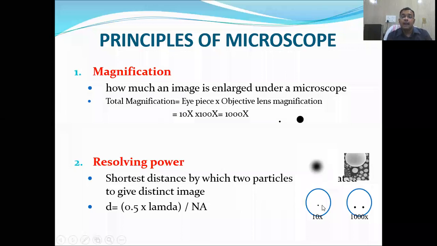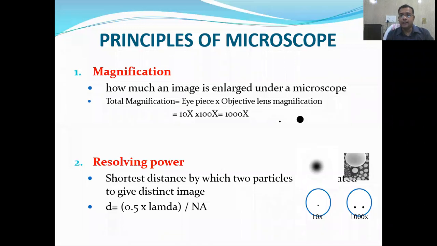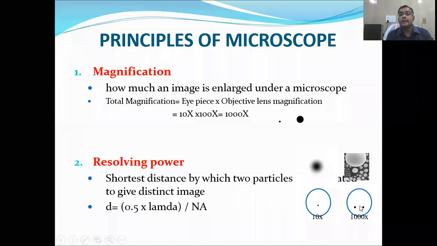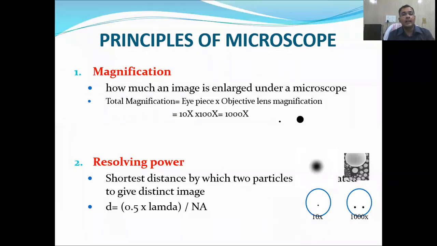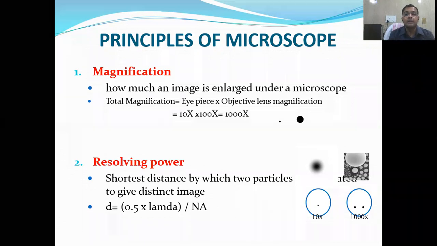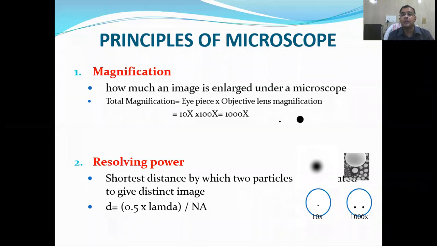Or you can say, at 10x you see a single dot, and if you have a good resolving power microscope, then at 100x this single dot can be seen like this, as two entirely different entities. That is known as resolving power. For any microscope you take, or while performing your practical, you should know how much magnification and how much resolving power it has.